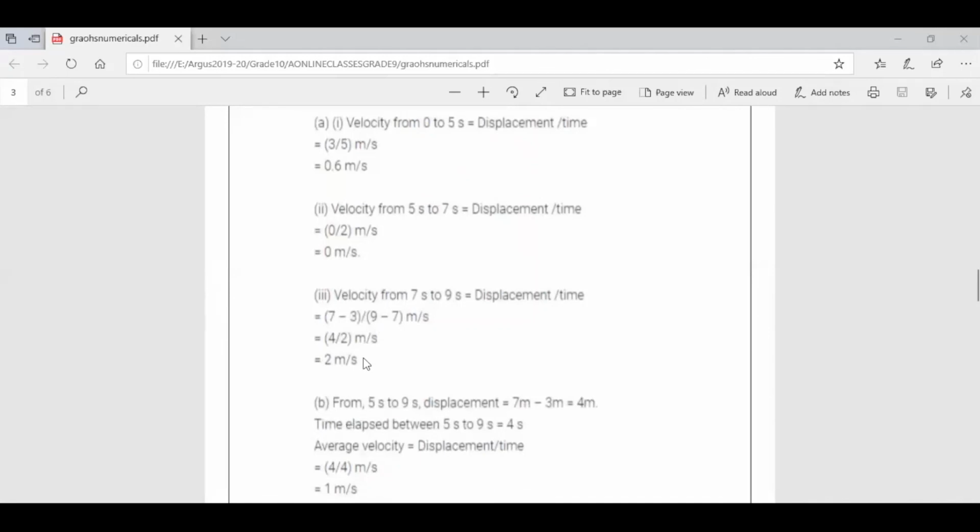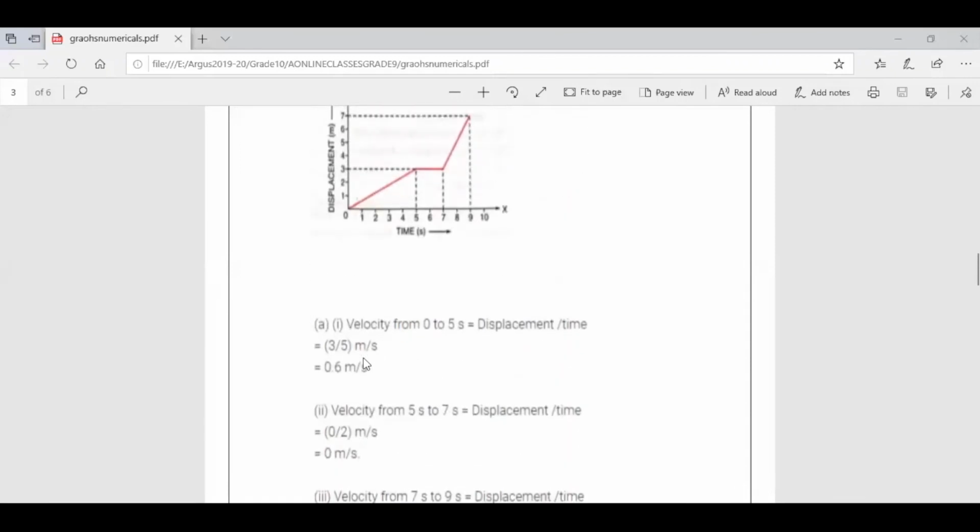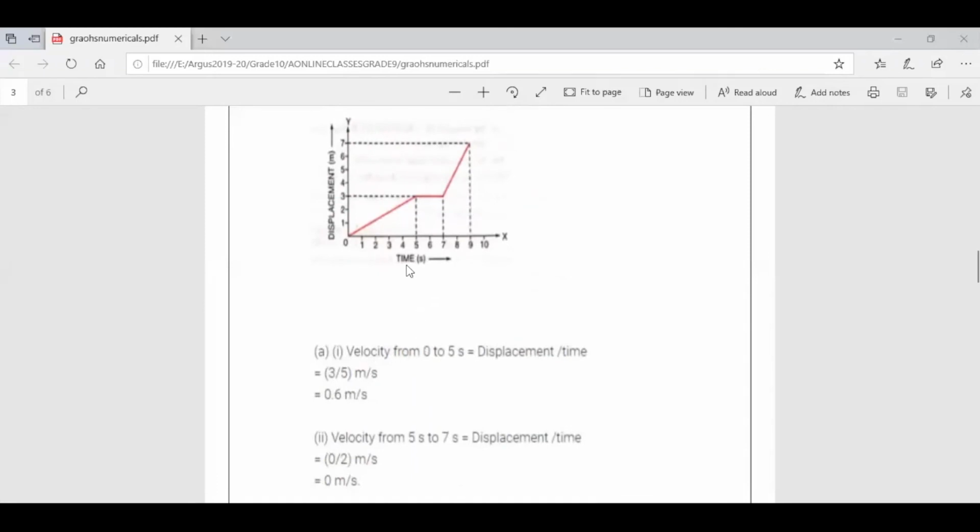Now the next, calculate the average velocity between 5 and 9 seconds. So first let us see the displacement between 5 and 9 seconds. At 5, where was he? At 5, he was at 3. And at 9, where was he? At 7. 7 minus 3, what is the answer? 4. So displacement is 4. And time, 9 minus 5, what is the time? 9 minus 5? 4.